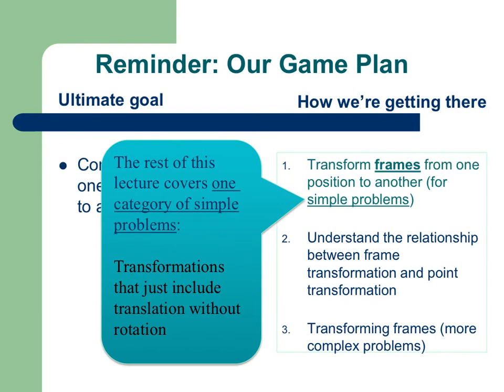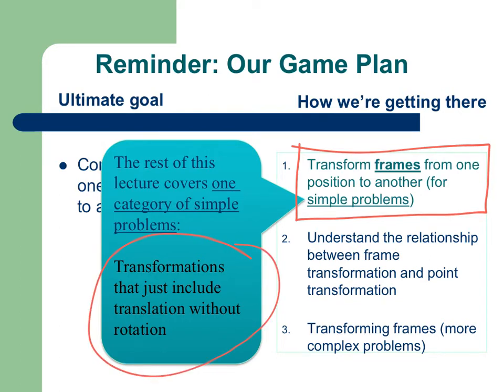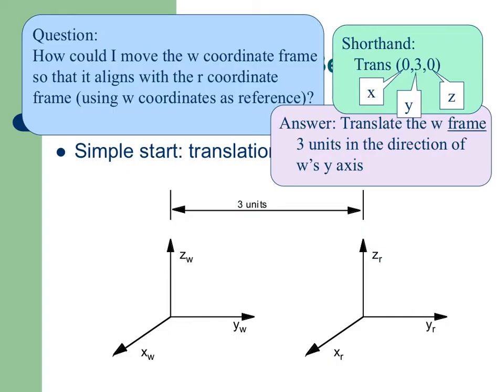So the rest of this lecture, we're going to talk about one subpart of this step 1, right? Step 1 says we're going to learn about transforming frames from one position to another for simple problems. And we're talking about the simplest, which is a transformation that just includes translation and no rotation. So back to where we were, we had said in English, translate the W frame, the world coordinate frame, 3 units in the direction of W's y-axis. And our shorthand for translate 3 units in the y direction is just going to be something like this, translate 0, 3, 0. Okay, and we'll write trans here.